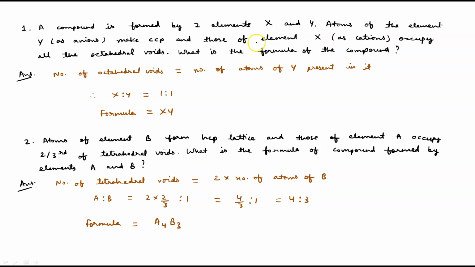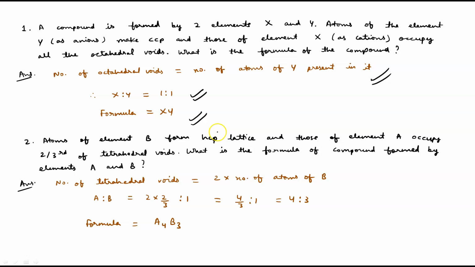So in this question, the CCP lattice is formed by element Y. The number of octahedral voids is equal to the number of atoms of Y present in the structure. Since all octahedral voids are occupied by X, their number would also be equal to Y. So atoms of X and Y are present in equal ratio, X:Y equal to 1:1. The formula becomes XY.